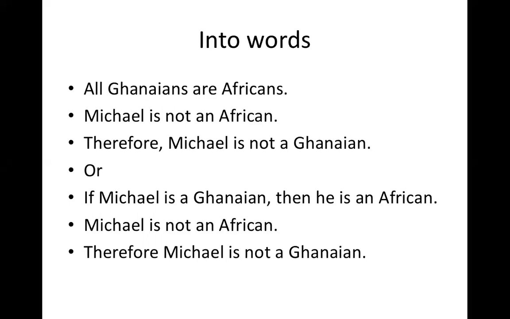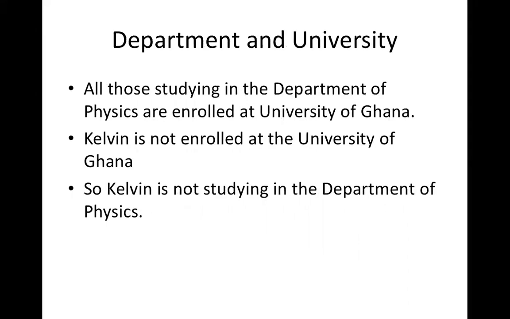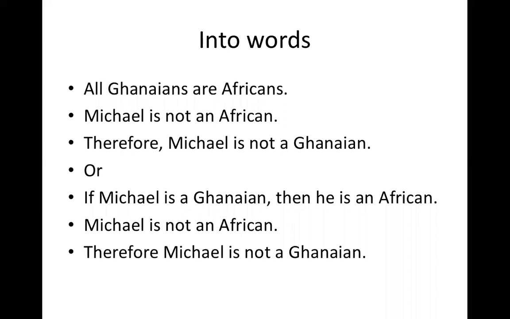So let's translate it into words. All Ghanaians are Africans. Michael is not an African, therefore Michael is not a Ghanaian. So it is an argument that denies the consequent. Or if Michael is a Ghanaian, then he's an African. Michael is not an African, therefore Michael is not a Ghanaian. So this is an argument that denies the consequent, and we said it is correct. If you deny something of membership in the consequent, you have automatically denied it of membership in the antecedent.